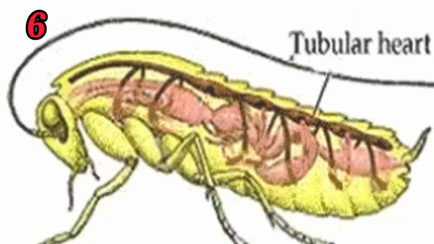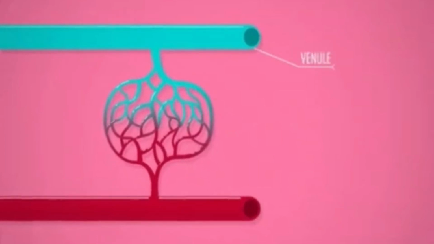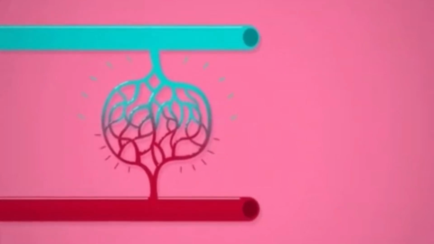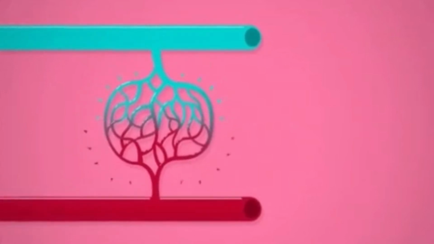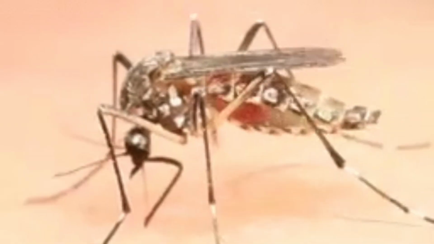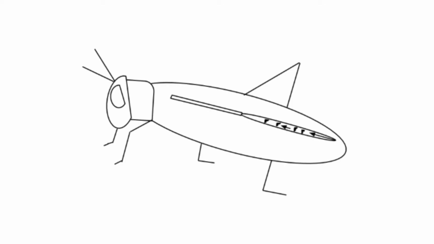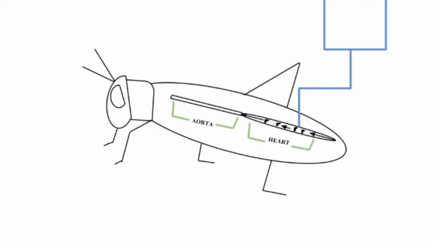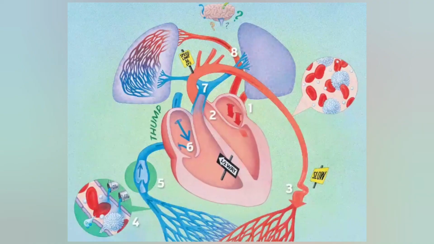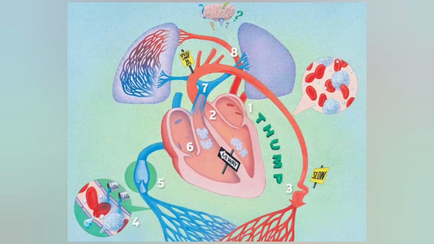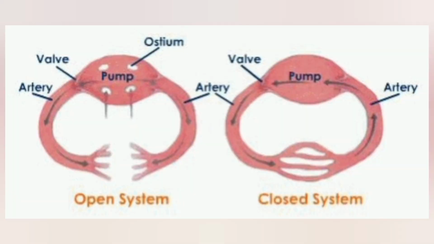So, in the open type, the exchange of respiratory gases, nutrients and waste occurs directly between the blood and tissue. While in the closed type, the exchange of respiratory gases, nutrients and waste takes place between tissue and blood via tissue fluid. So, my dear students, that was all about the open and closed types of circulatory pathways, their functions and the differences. Hope you got some idea about the two types of circulatory systems and found it interesting.